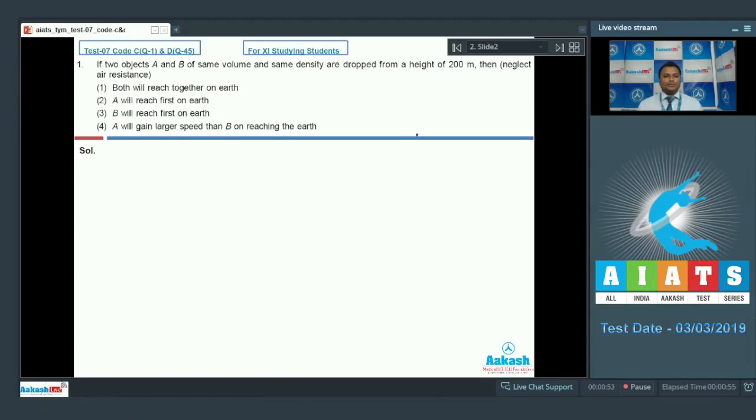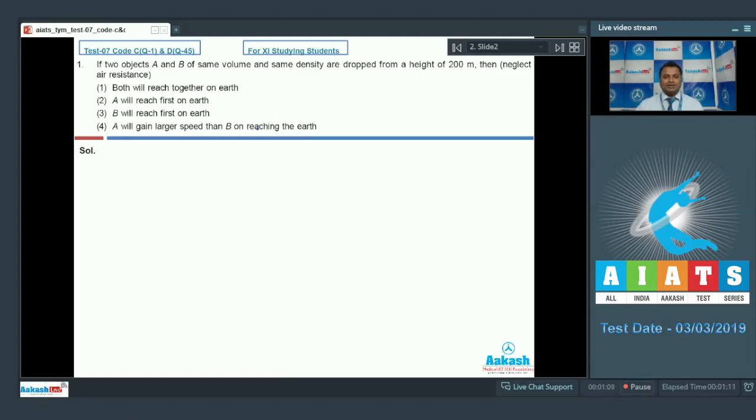Here is question number 1. If two objects A and B of same volume and same density are dropped from a height of 200 meter, then if we are neglecting the air resistance, which one of the following will be correct? We have to pick the correct option.